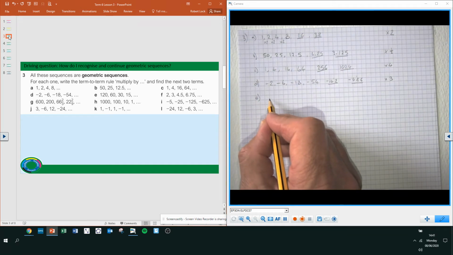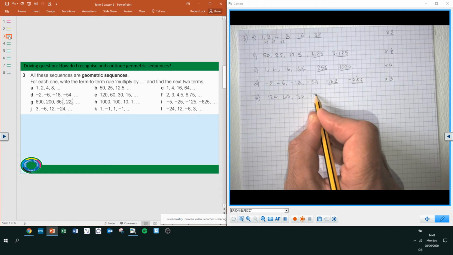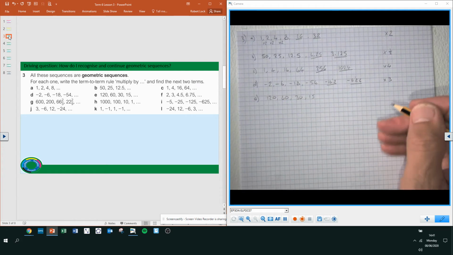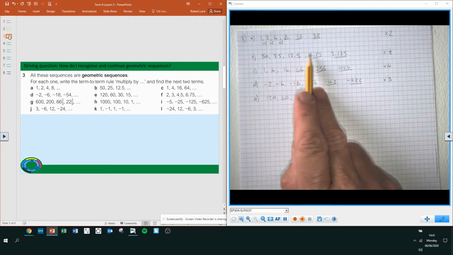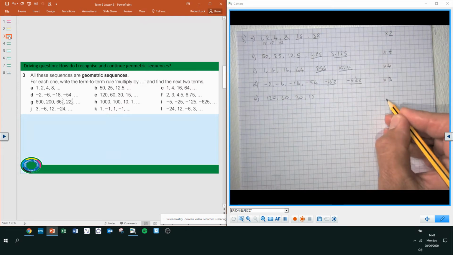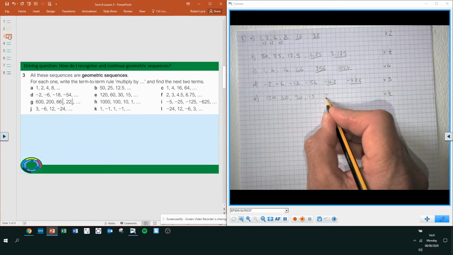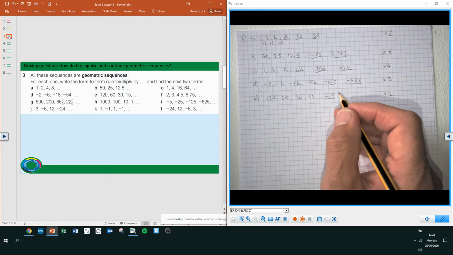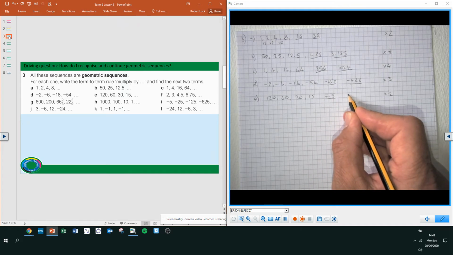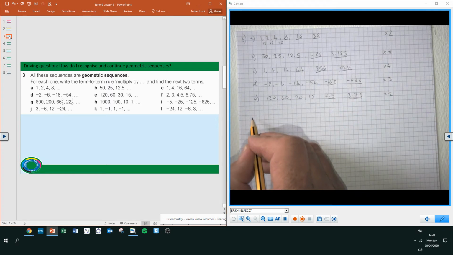E. 120, 60, 30, 15. We're timesing by, well, here we went down half, half, half. Now we're doing half and half again, so it'd be times by a half. So 15 times by half, same as 15 divided by 2, which is 7.5. And 7.5 divided by 2 is 3.75.